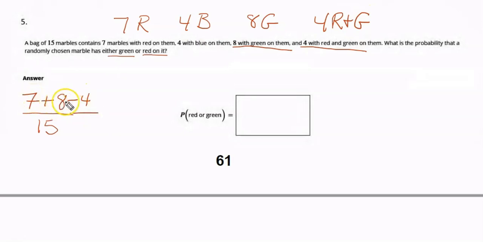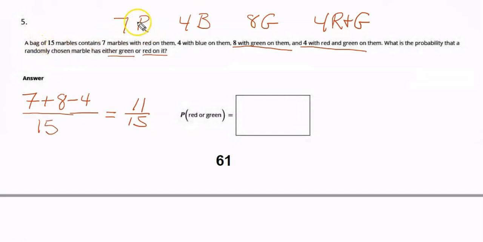So this is 15 minus 4, which will give us 11 out of 15. And they don't ask for a decimal, so this is satisfactory for an answer. So the tricky part, now keep in mind, if you just added all these together, you're going to get 19. Well, there's only 15 marbles. That's the challenge of this.